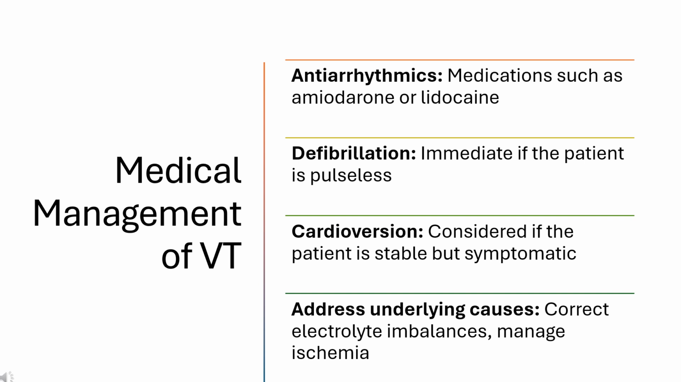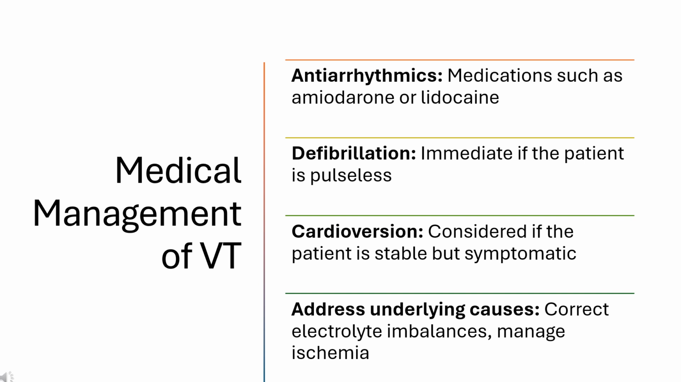Synchronized cardioversion is used for patients with VT who are hemodynamically stable, experiencing symptoms such as chest pain, palpitations, or dyspnea. Synchronized cardioversion delivers an electrical shock timed with the R wave of the QRS complex to avoid inducing ventricular fibrillation. Place the cardioversion pads on the patient's chest, set the defibrillator to synchronize mode, and select the appropriate energy level. Usually this is starting at 100 joules for biphasic or 200 joules for monophasic. Administer the shock and reassess the patient's rhythm and symptoms.